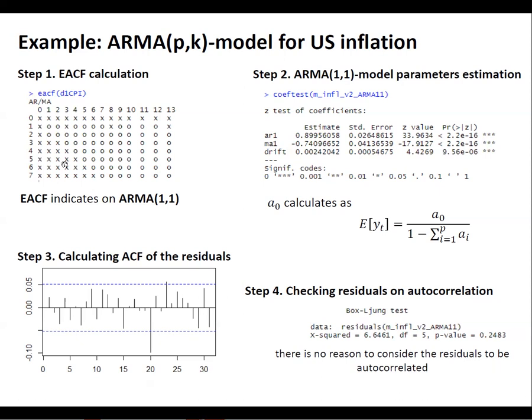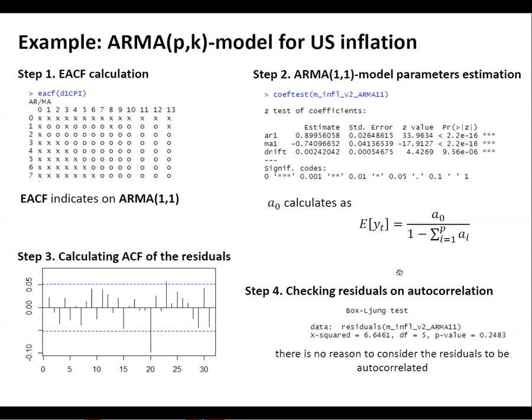Then we start with the simplest EACF model, ARMA11. We evaluate its parameters. Here is the autoregression coefficient of 0.89. Here is the coefficient of moving average, -0.74. Again, drift is the expectation of y. This is not the A0 parameter. Therefore, we calculate A0 through the formula for the expectation of the ARMA model, using the autoregression coefficients of the ARMA model.